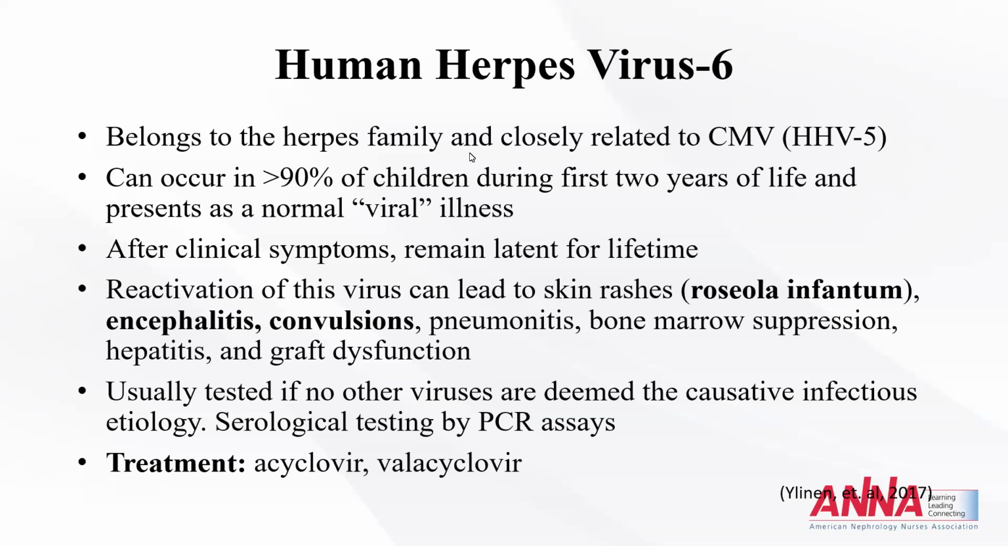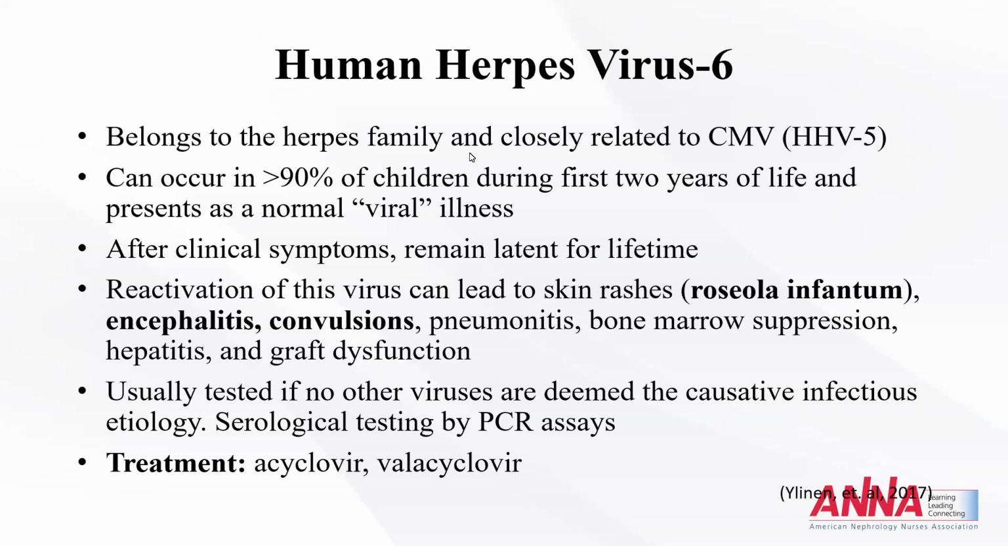It can cause pneumonitis, but not as commonly. With all these viruses, you will see some bone marrow suppression from them. You think you're suppressing the bone marrow with your immunosuppression, but actually it's the virus doing that. Hepatitis, again, because some of your immune system goes through your liver. And then the worst one would be graft dysfunction, on top of the CNS involvement.